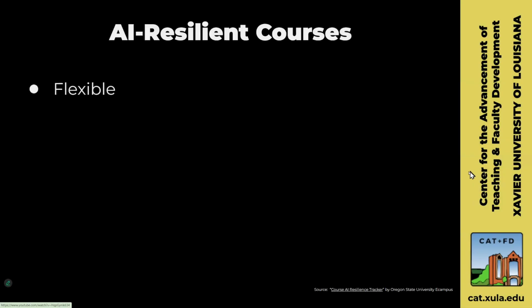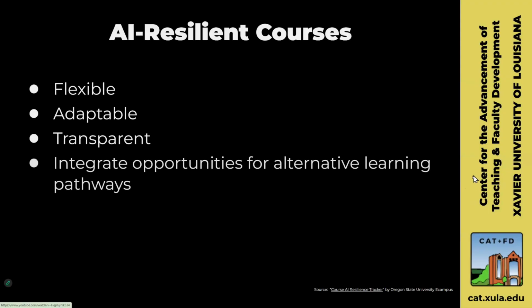And so an AI resilient course is one that's going to be flexible, adaptable, transparent, so the students understand what the assignment is, how they're going to be assessed, those sort of things. Everything is transparent to them. And then integrate opportunities for alternative learning pathways into your course.